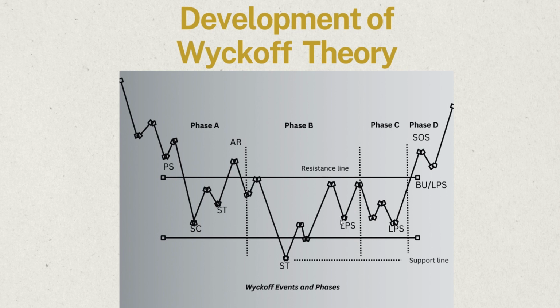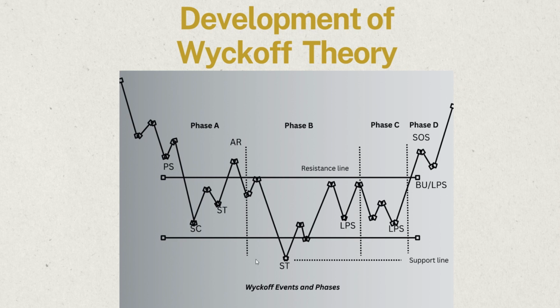We have last point of support, another last point of support, then sign of strength in phase D, and then last point of support, and then the market moves up. Sometimes it is called markup. All right.